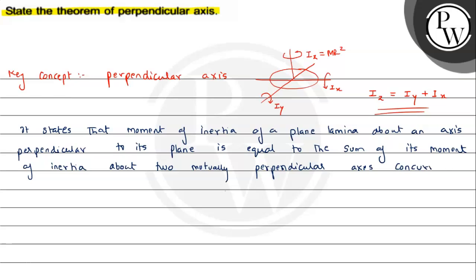concurrent, meaning emerging from the same point. Here we can see these three axes are concurrent, with the perpendicular axis, and the two axes lying in the plane of the laminar body. So this is the statement of perpendicular axis theorem we need to keep in mind, and on the basis of it we have written the expression.